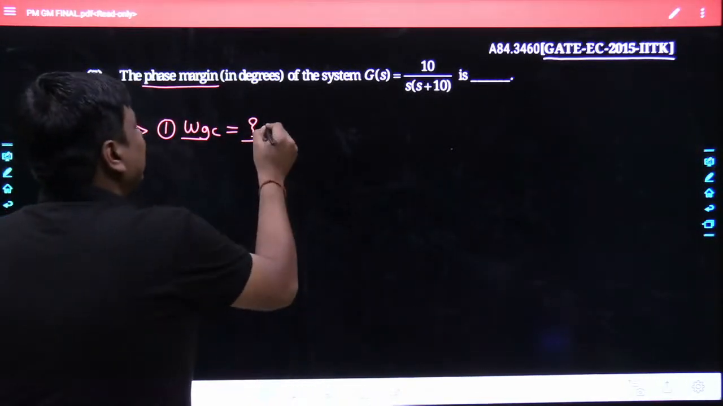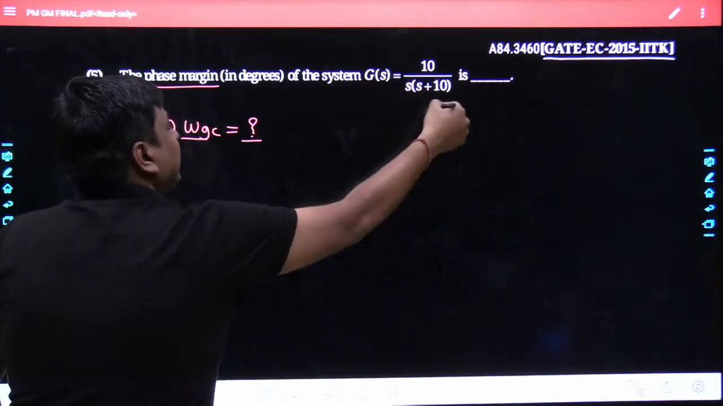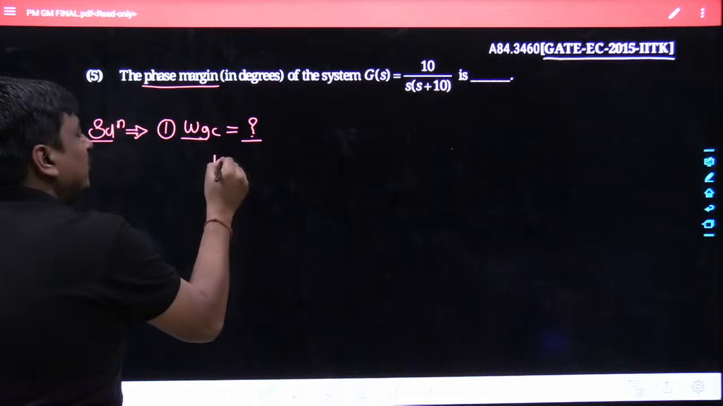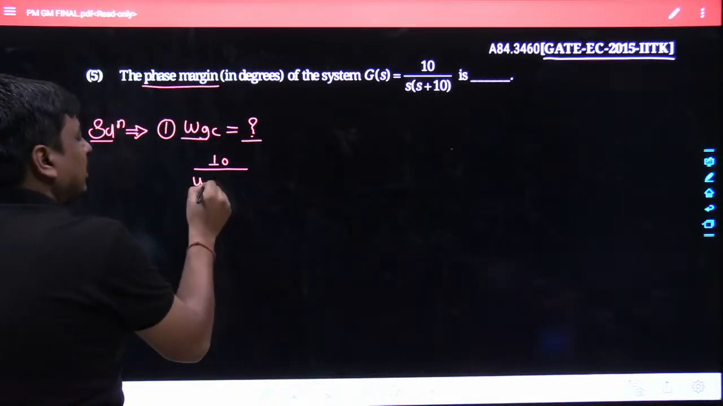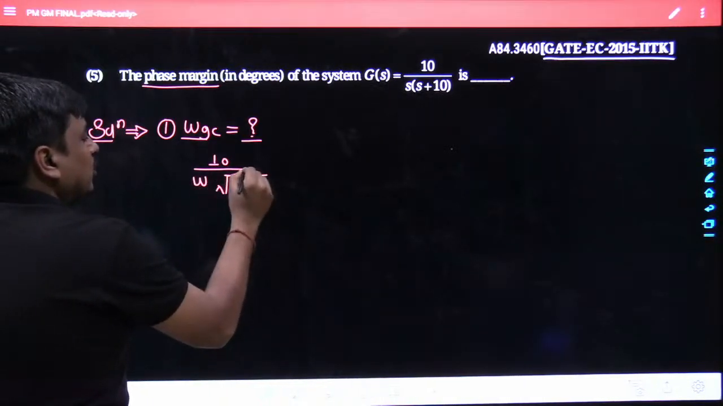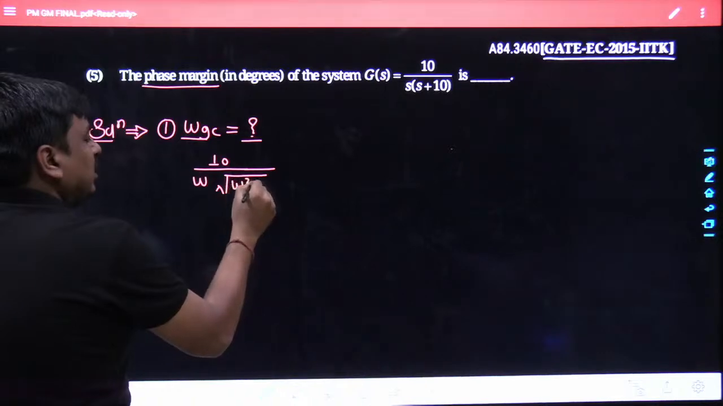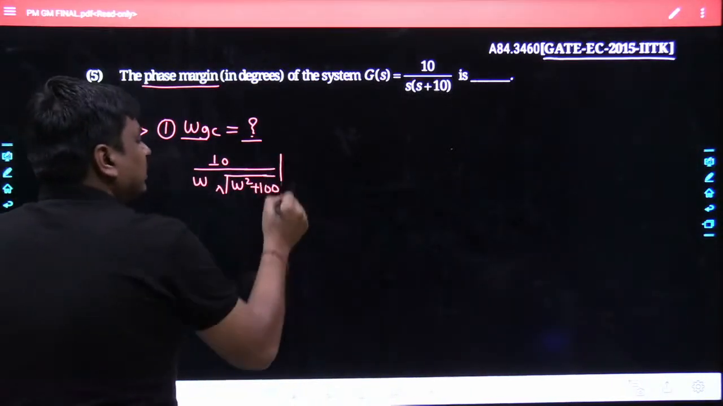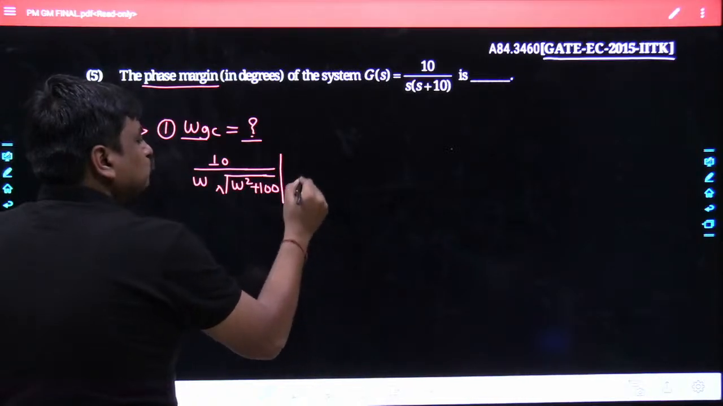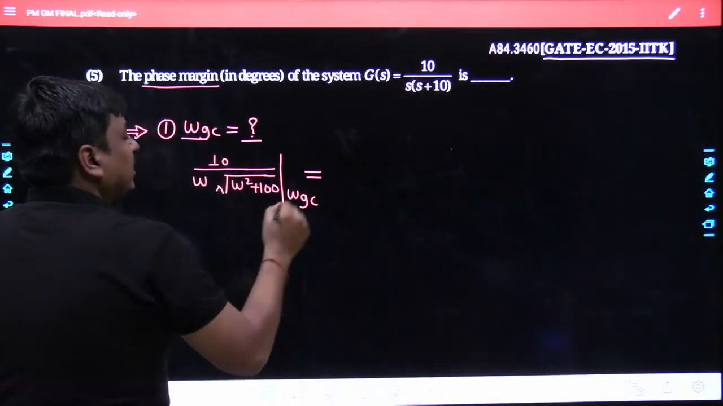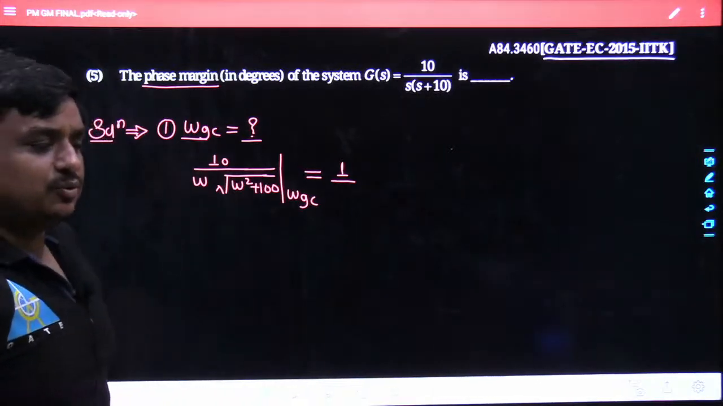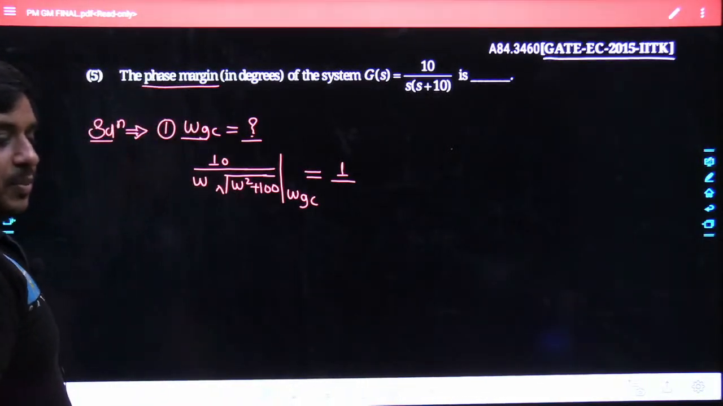I would take the magnitude of G(jω)H(jω). May I know what would be the magnitude of it? It's going to be 10 divided by ω times the root of ω square, the imaginary square, plus the real square, that's 100. At ω equal to ωgc, the magnitude offered by the given OLTF precisely becomes 1. Agreed?